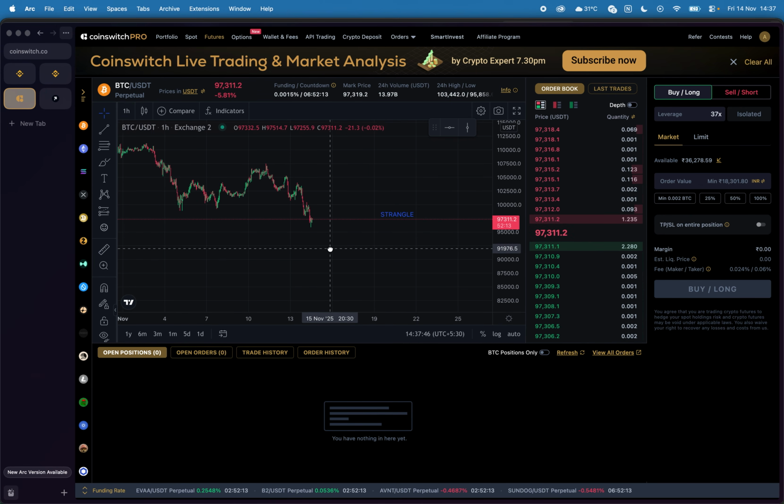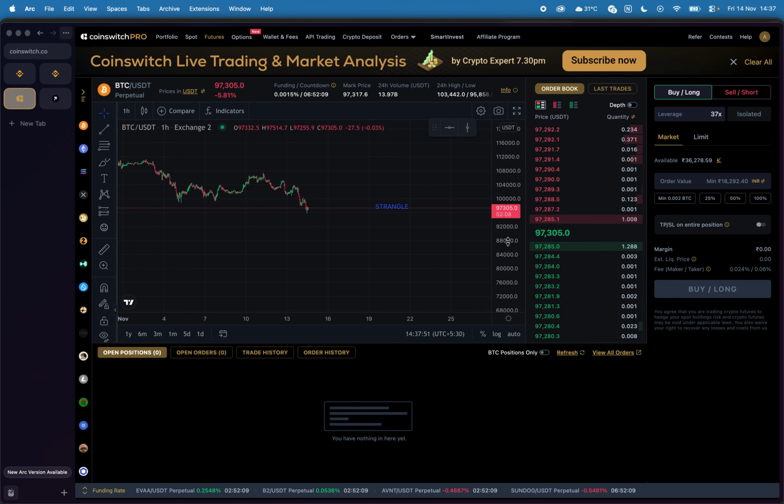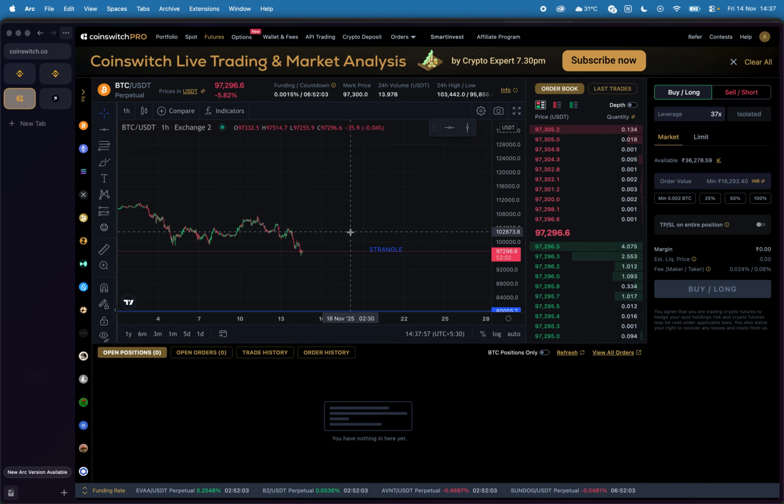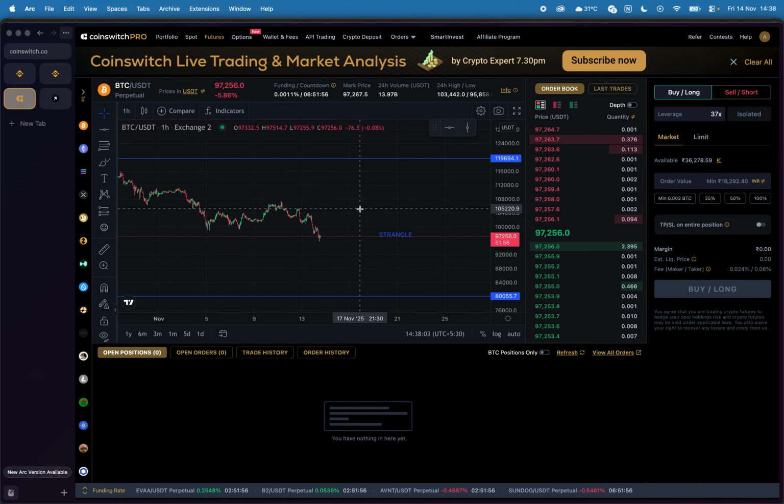Now let's look at this in the Bitcoin chart. Bitcoin right now is around 97,000. So we can take a view that the price will be above 80,000. We can also take a view that we expect the price to be below 120,000. I've noted this with the blue lines.